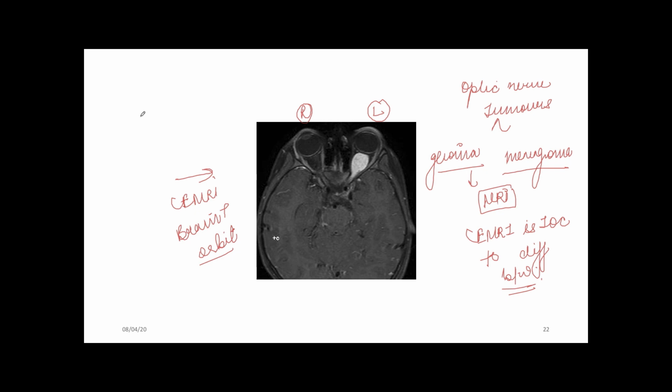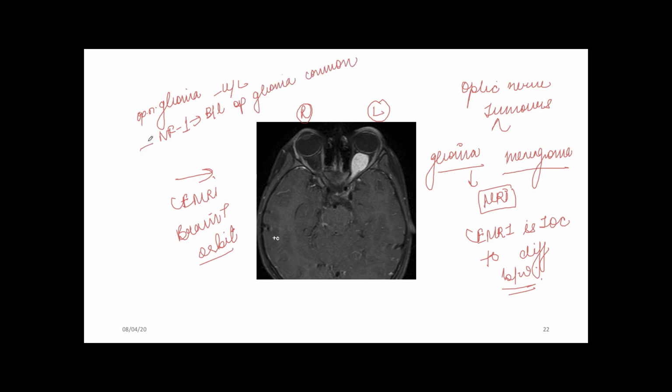And remember that optic nerve glioma is usually unilateral, but in neurofibromatosis type 1, bilateral optic nerve gliomas in young children are very common.